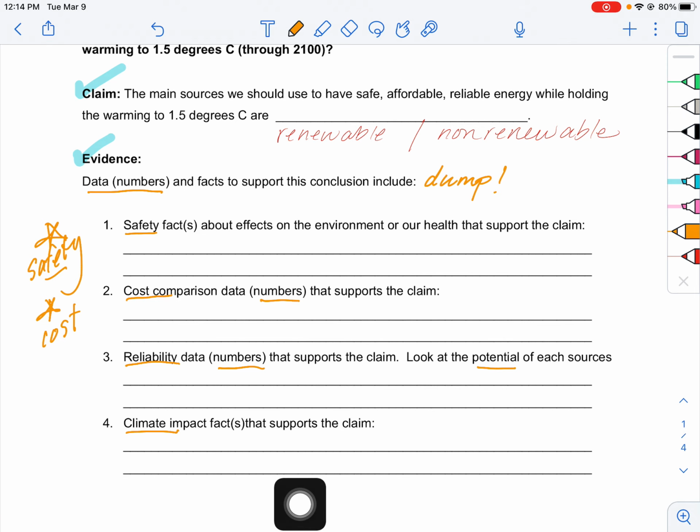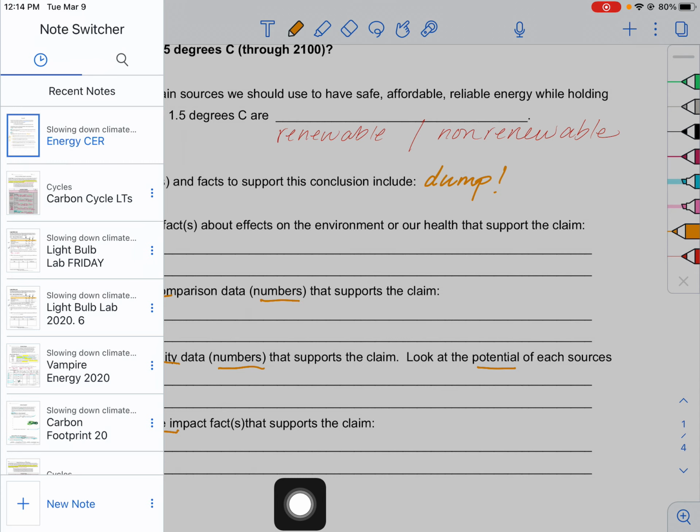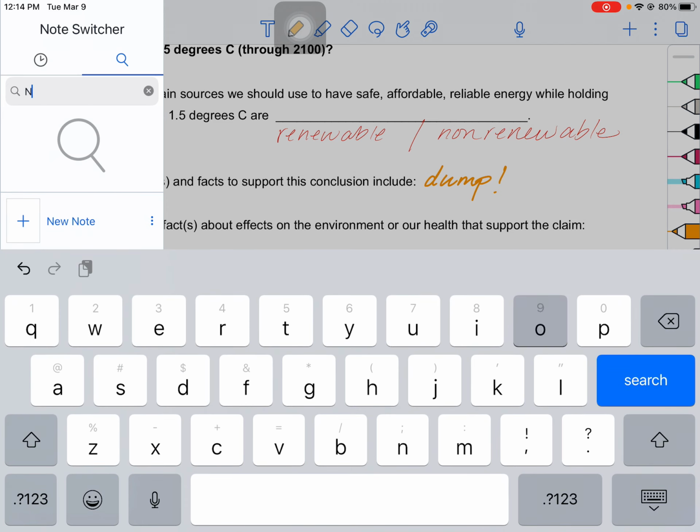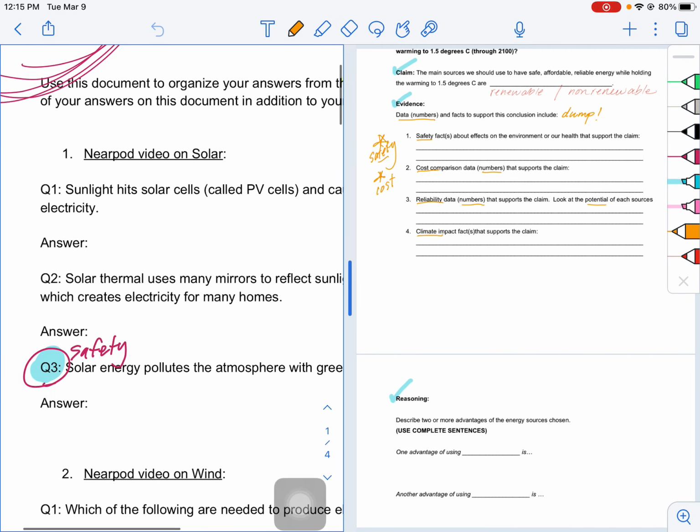And remember, on Notability, if you swipe left, you can pull up one of your resources. So like I could go to non-renewable, and maybe renewable. I can just pull it up on the side. There, renewable energy guide. So I can look at those things. Oh yeah, this question we marked was about safety. Okay, here's what I have.